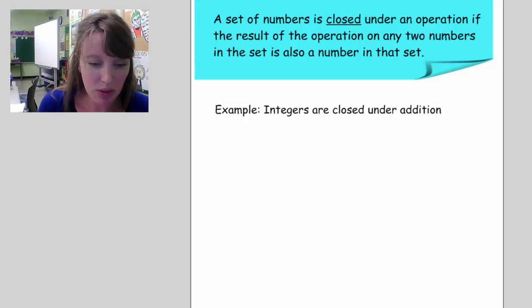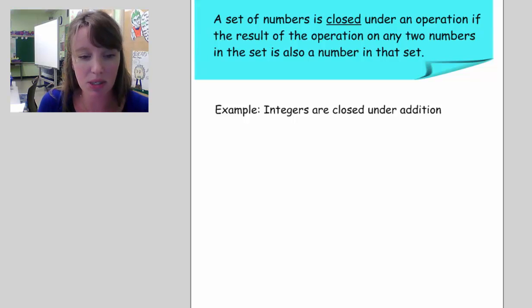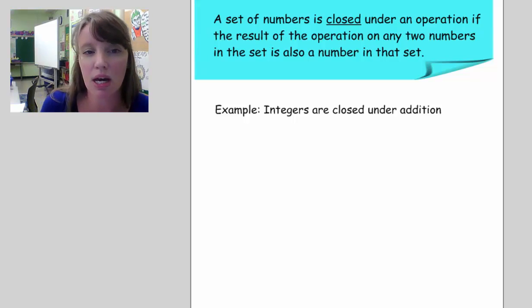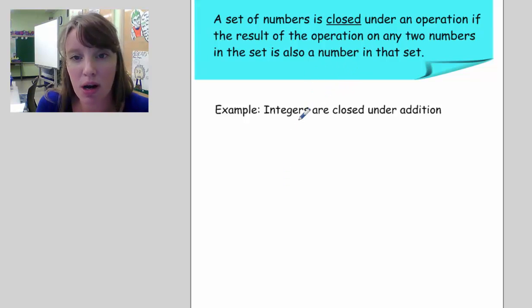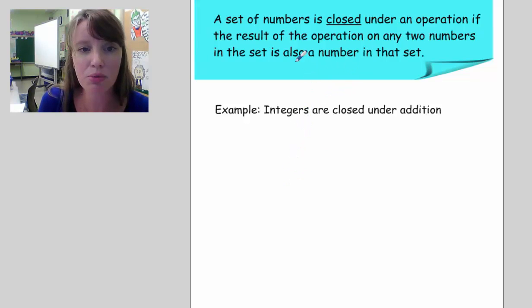Okay, so another concept here is closure. A set of numbers is closed under an operation if the result of the operation on any two numbers in the set is also a number in the set. A set is just a collection. For us, the set that we're going to use in this example is the integers.